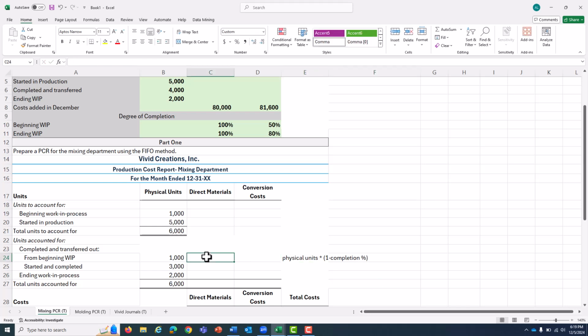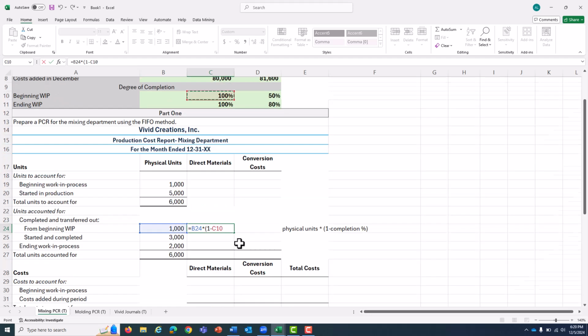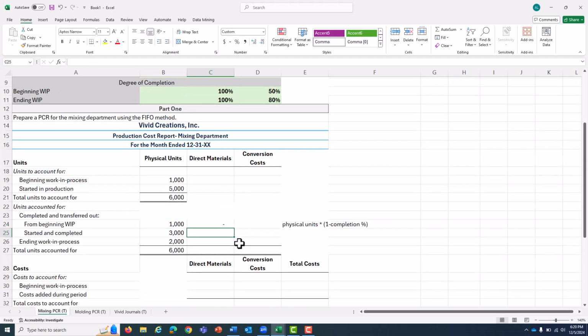So for direct materials, I'd fill in that formula. Our physical units is 1,000 times, in parentheses, 1 minus the completion percentage that was already completed for direct materials, which is 100%. Close that parenthesis. And I get a fat 0, which makes sense. They were done for direct materials when the period started, which means we wouldn't have to add any cost to them. An equivalent unit is a measure of how many units you could have made for the cost that you added. Well, if we didn't add any cost, you couldn't make any units for that cost. So equivalent units here should be 0.